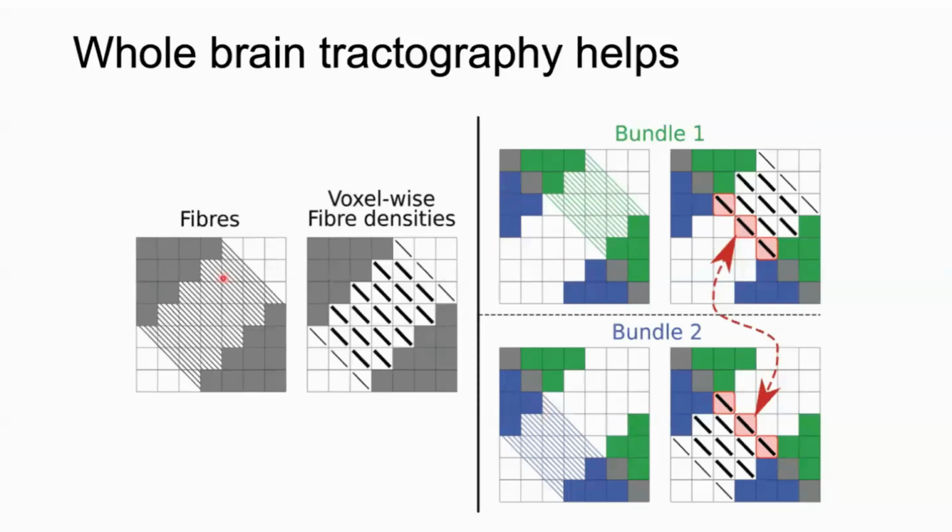I think whole brain tractography helps because they make a push. When I was trying to do these connectivity maps, I was thinking maybe I should just do pairwise tractography and maybe that's going to be better. But they actually say for better calibration between different bundles, it's better to do whole brain tractography than pairwise tractography.